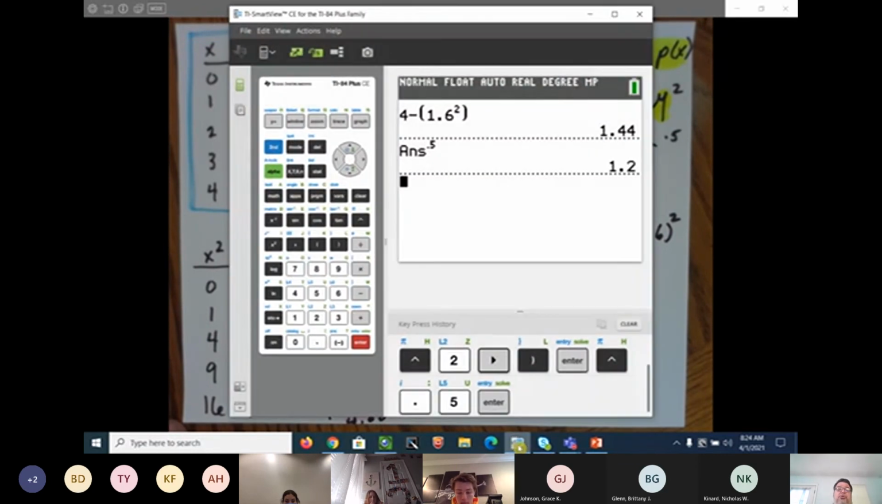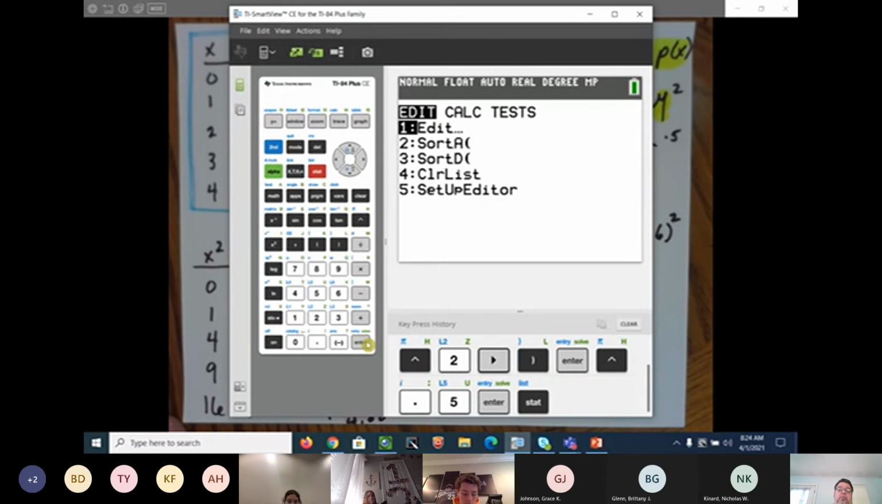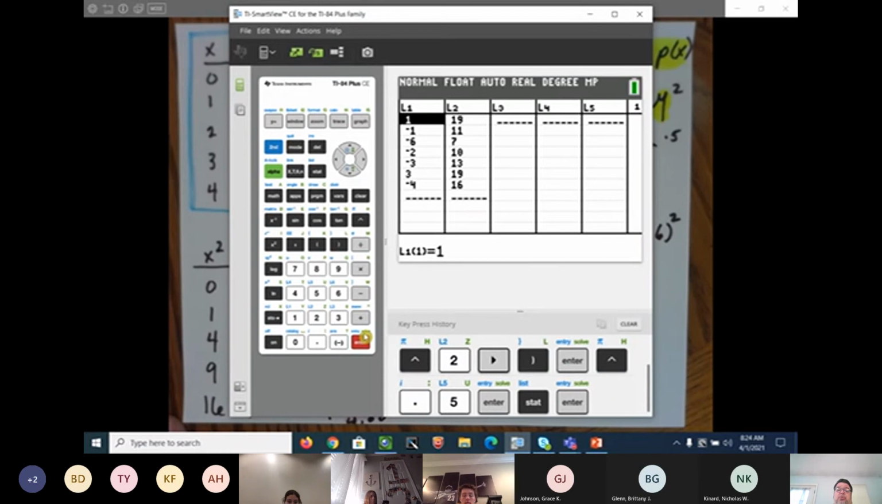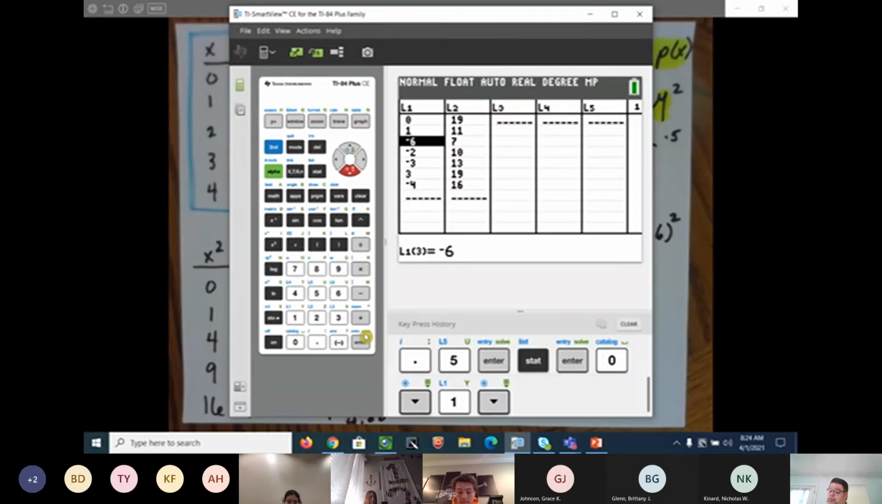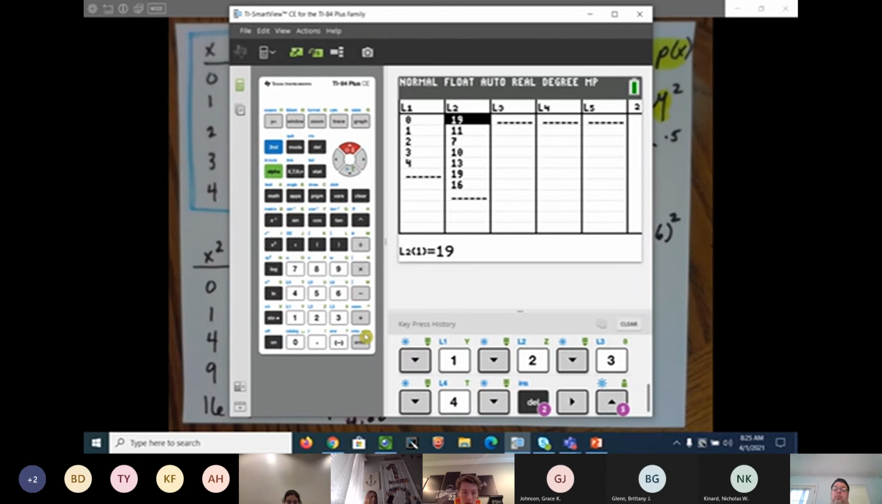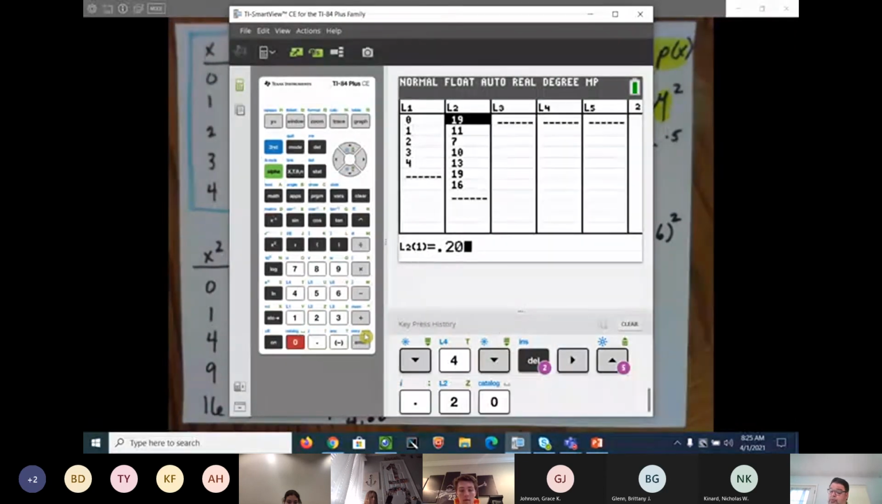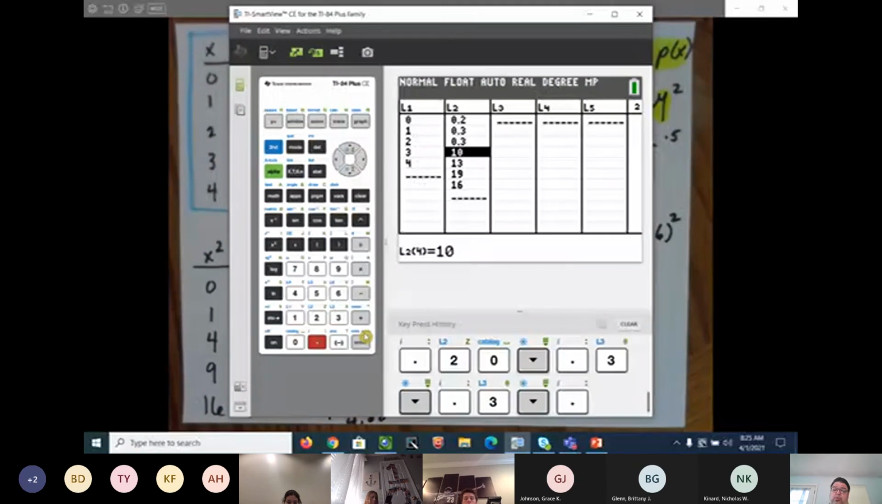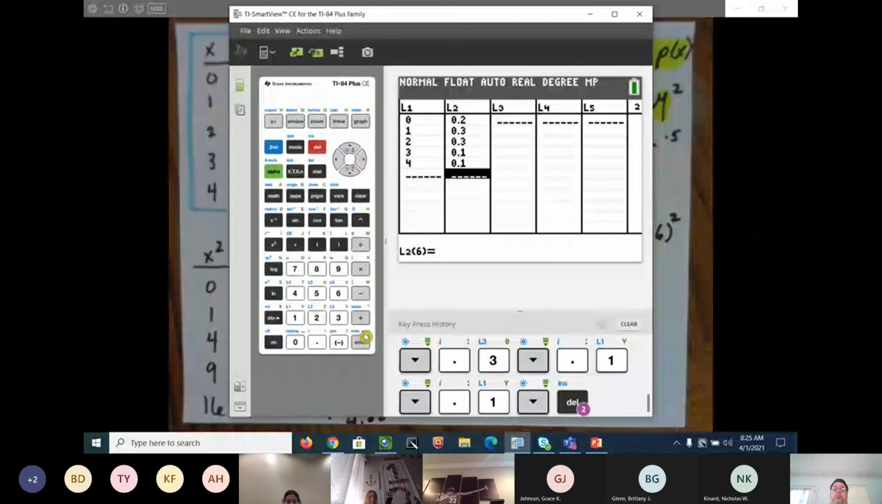Good. So what you want to do is go to Stat, Edit, and punch those numbers in. 0, 1, 2, 3. Delete, delete. 0.20, or you don't have to put the 0. 0.3, 0.3, 0.1, and 0.1. All right, everybody got that?